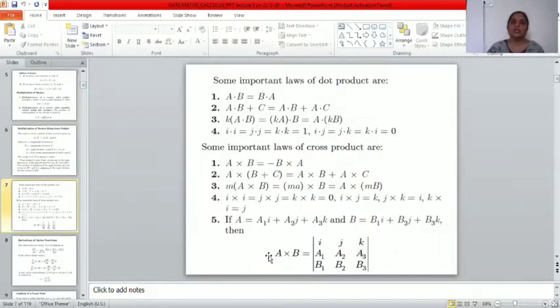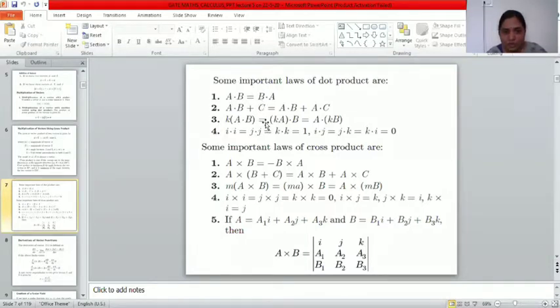Okay, next are some important laws of dot products. If we have capital A and B, consider them as A bar and B bar. A bar dot B bar is B bar dot A bar. This is the first rule.